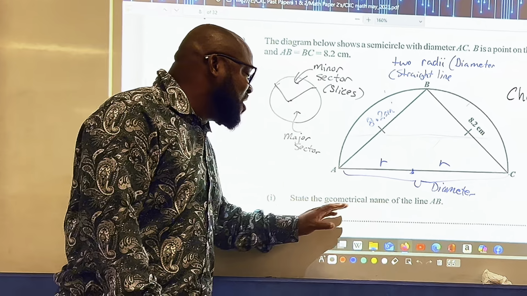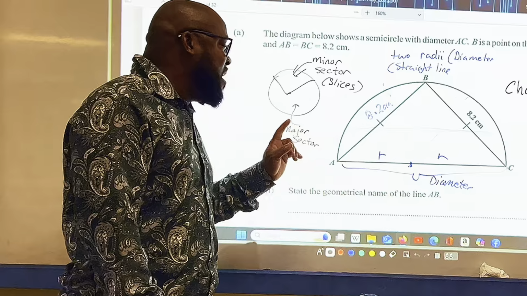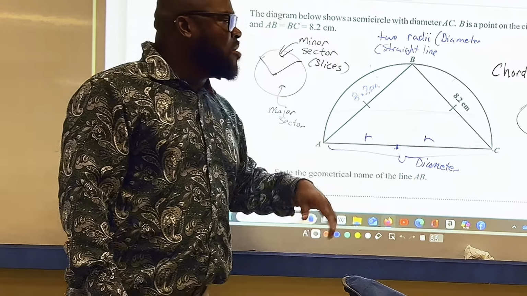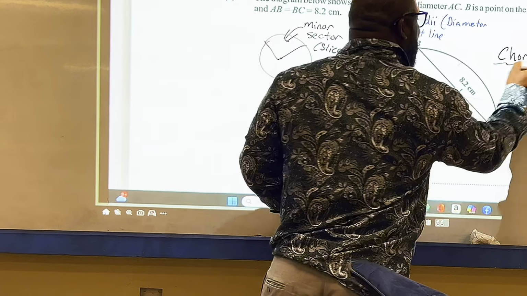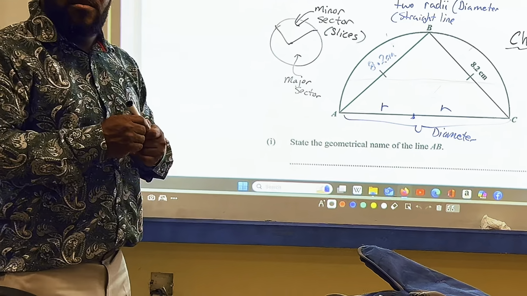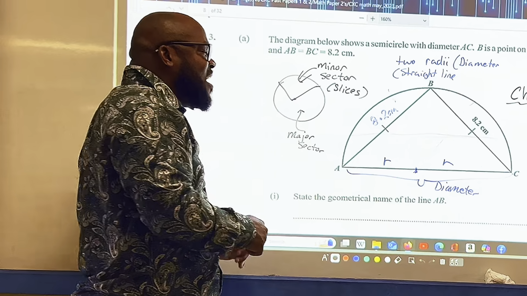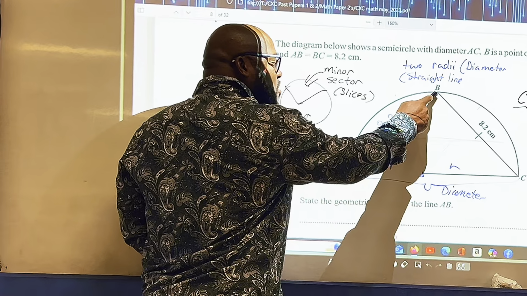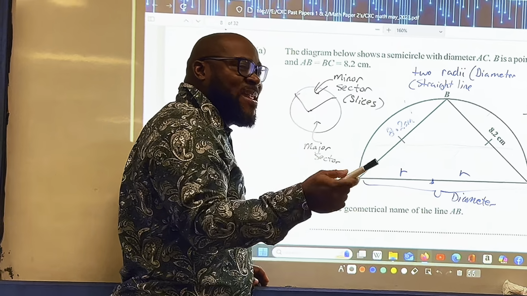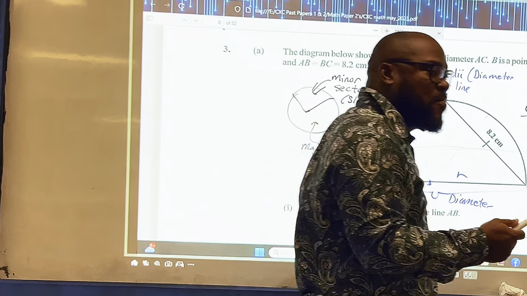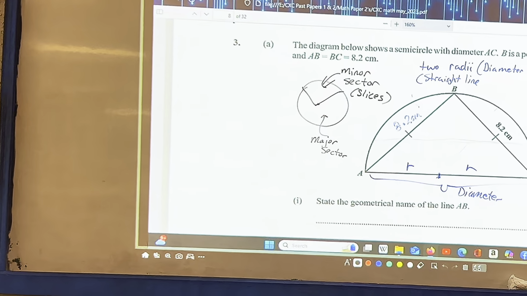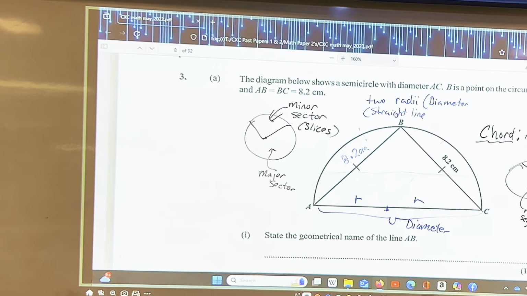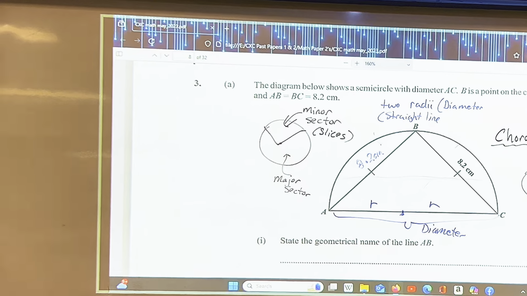The question is, state the geometrical name of the line AB. Oh, we don't answer that, sorry. The next question is a chord. We don't answer that. It's a chord. The next question: find the value of the radius of the circle. Good. So the radius will be this. Would the radius be AB? No. What's the radius up here? What's the radius there? Okay. You're lucky, you get it. Half of AC.